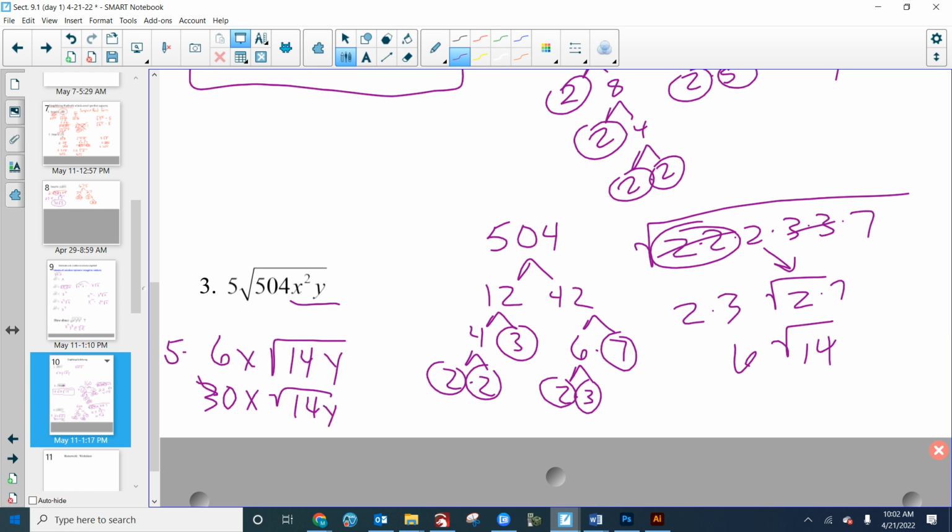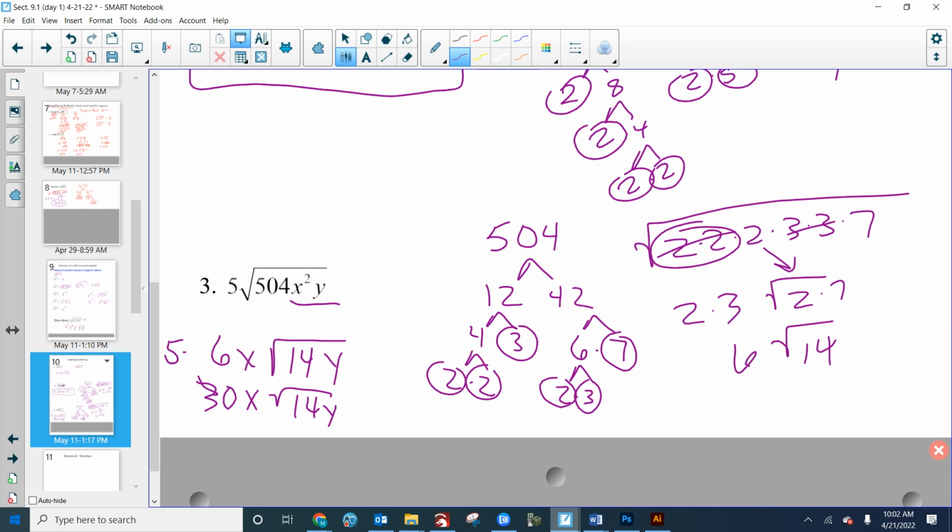Hey guys, one of the main things to remember, it's going to trip some people up. That number inside, doesn't 14 look like it could be broken down more? Because it's an even number, it bothers people. It's like, that doesn't look right. But what's the test? Are its factors, do they make any pairs? What are 14's factors? 7 and 2. Are there any pairs there? No, so that's simplified.